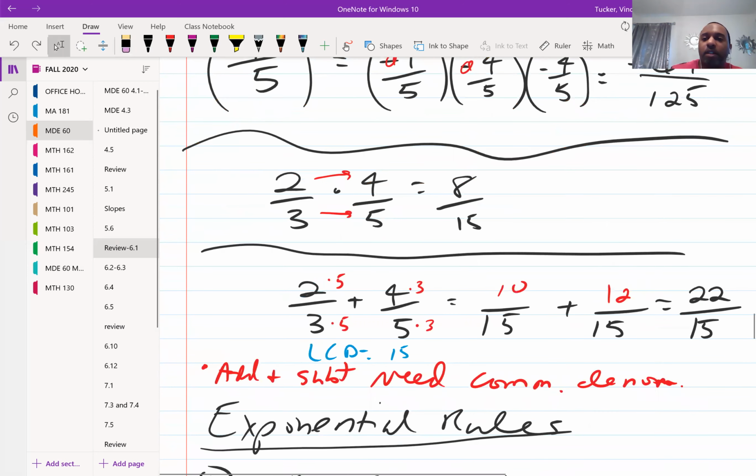All right. This is just old stuff. Somebody during that class must have asked me a question about adding and subtracting fractions. So that's all that is. That has nothing to do with exponents.